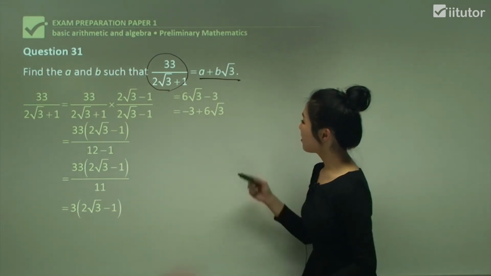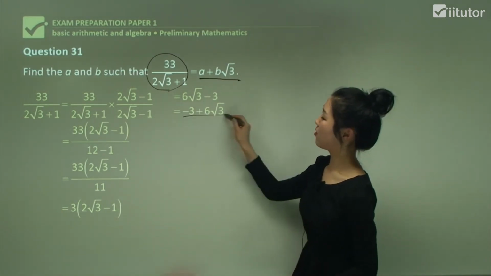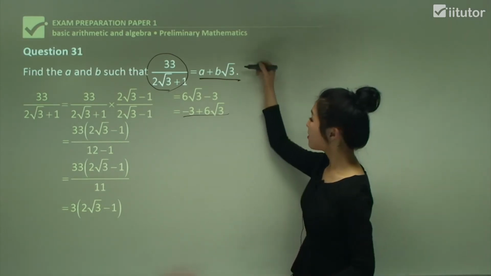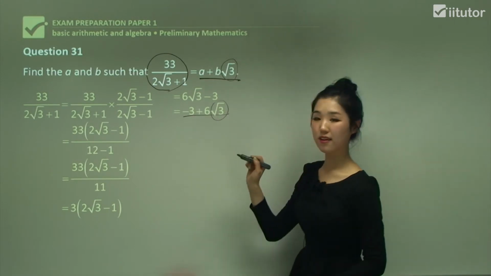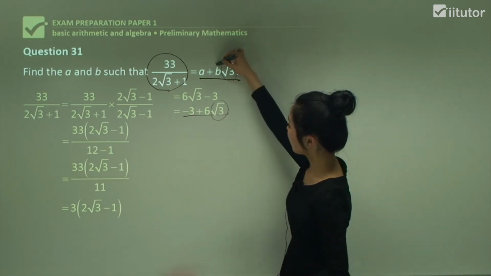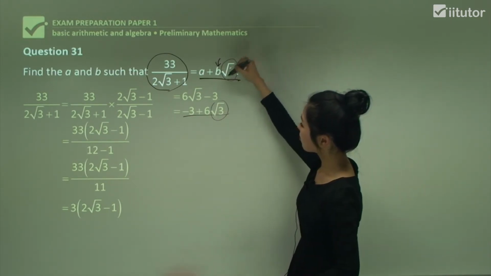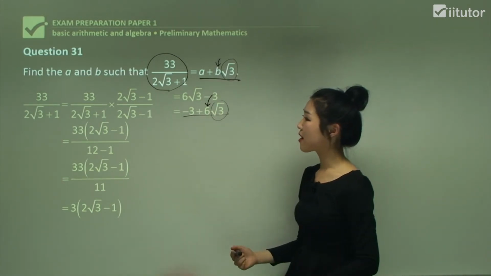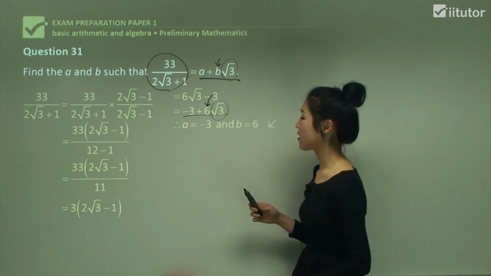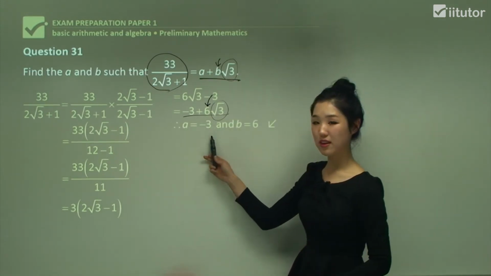Now, can you see that these two are quite similar? See how this one has a square root of 3 and this one has a square root of 3? And this one has a b number in front of root 3. This is also a number in front of root 3. So therefore, guys, by comparing those two equations, I can see that a is going to be -3.